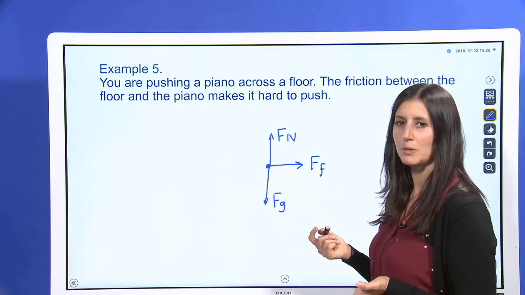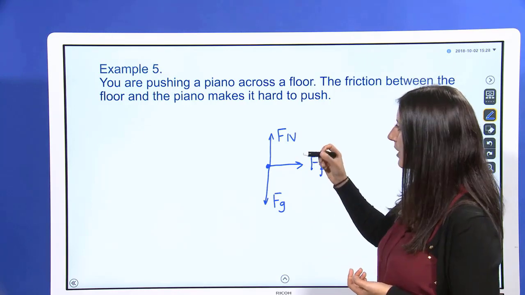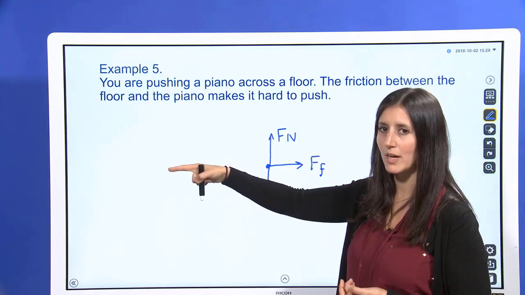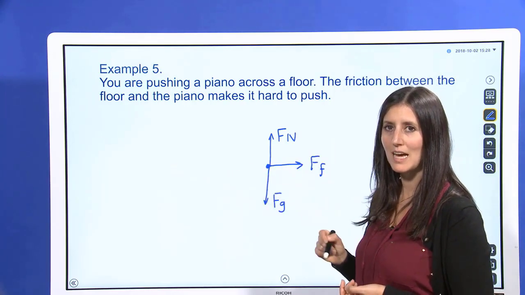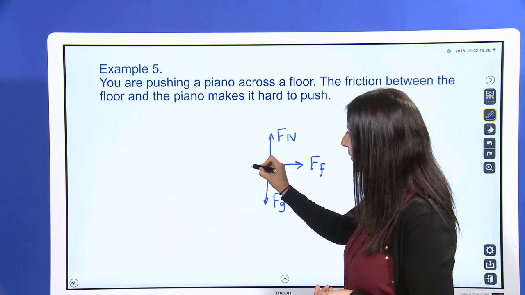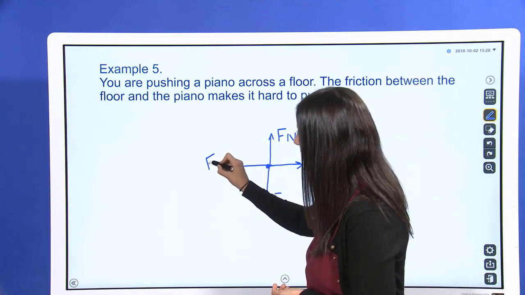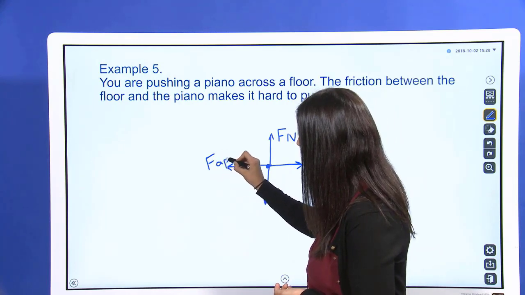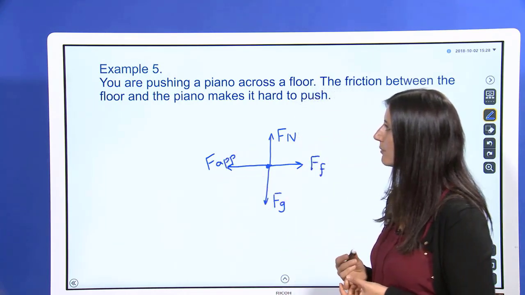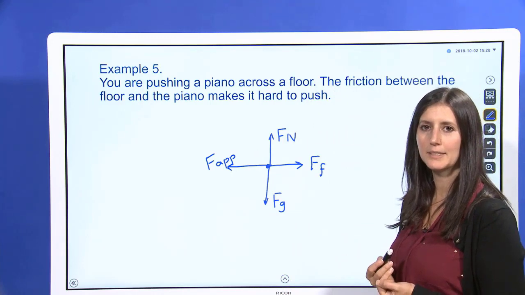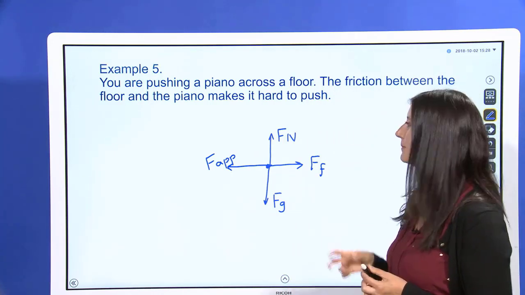So which way would the applied force go? Well, we've already said that the piano is moving this way. There's a reason why it's moving that way. It's because you're pushing it that way. So this is the direction of the applied force. So that's my force applied. Okay?